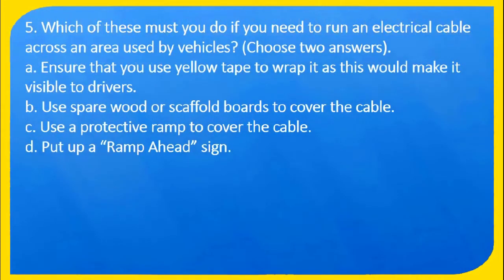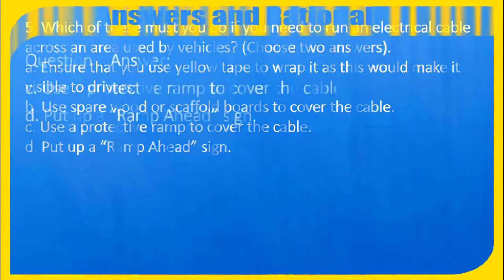Question 5. Which of these must you do if you need to run an electrical cable across an area used by vehicles? Choose two answers. A. Ensure that you use yellow tape to wrap it, as this would make it visible to drivers. B. Use bare wood or scaffold boards to cover the cable. C. Use a protective ramp to cover the cable. D. Put up a ramp ahead sign.